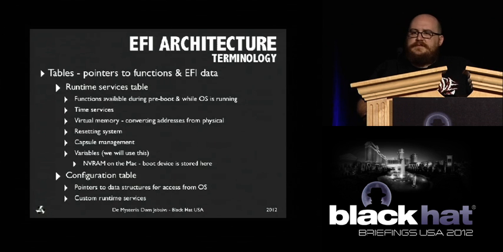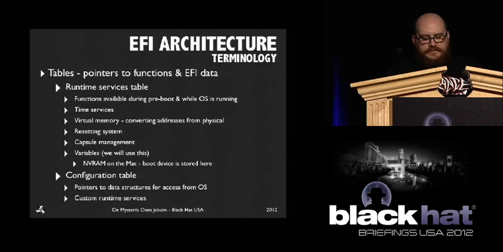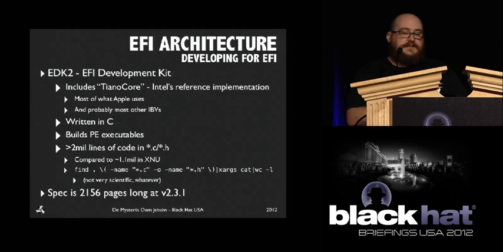And also variable services. So when you run the nvram command on a Mac, you're inspecting the NVRAM, which is accessed from the OS via IOKit, but in the EFI environment you can access the same data store through the EFI variables functions. So that's where the boot device, like the PCI device path to the boot device, is stored. The configuration table is for custom runtime services. It's not particularly useful for us. Actually, it could be, anyway.